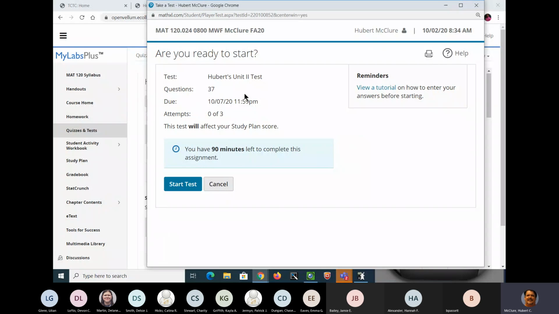This test will take you 45 minutes. Okay, on average, that's how long students take to do the problems that I picked. So you have an extra 45 minutes to take the test. Everybody has that extra 45 minutes. And you hit start test and you get going.